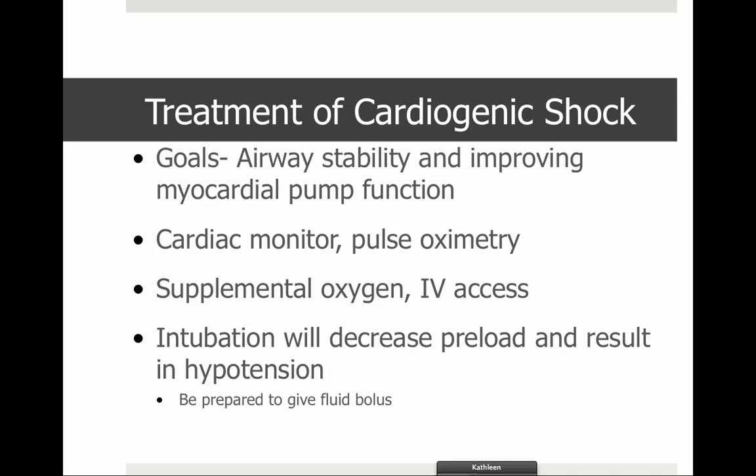Treatment is airway stability, improving myocardial pump function, cardiac monitoring, pulse oximetry, supplemental oxygen, and IV access. Intubation will decrease preload and result in hypotension. Be prepared to give a fluid bolus.